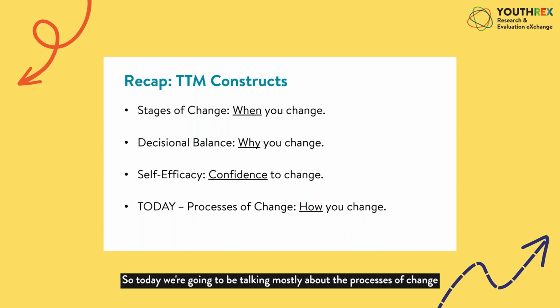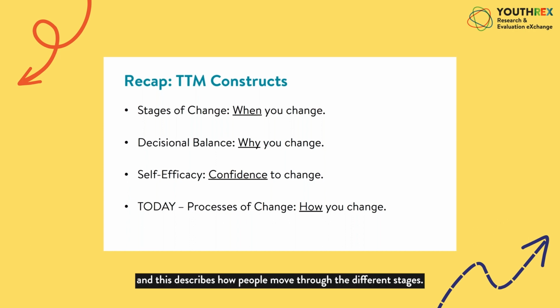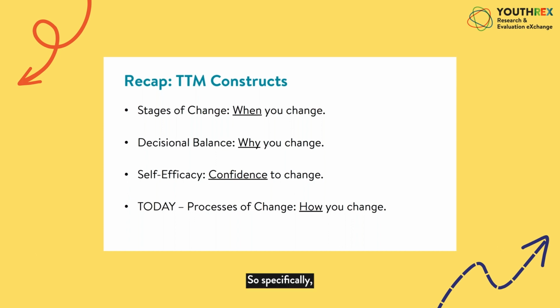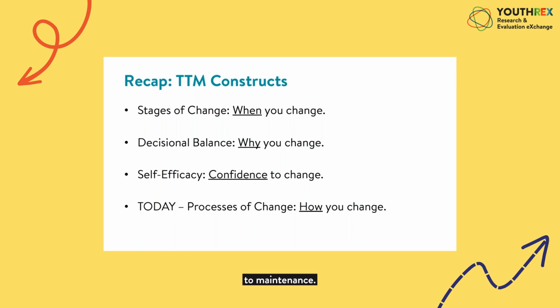So today, we're going to be talking mostly about the processes of change, or how people change. And this describes how people move through the different stages. So specifically, we're going to discuss how people move through 5 experiential processes and 5 behavioral processes as they move from pre-contemplation to maintenance.